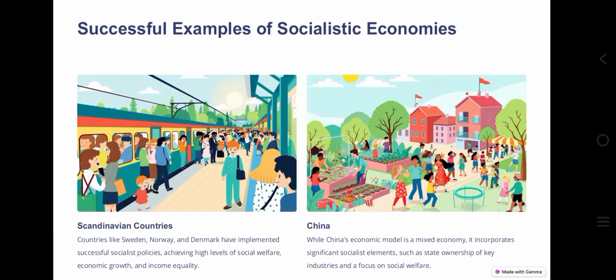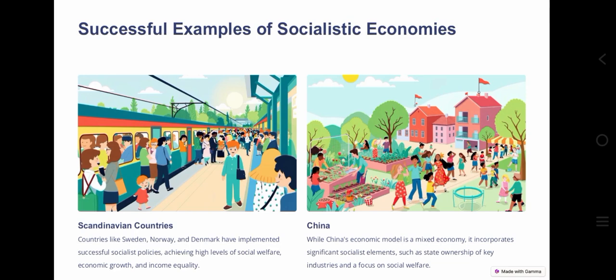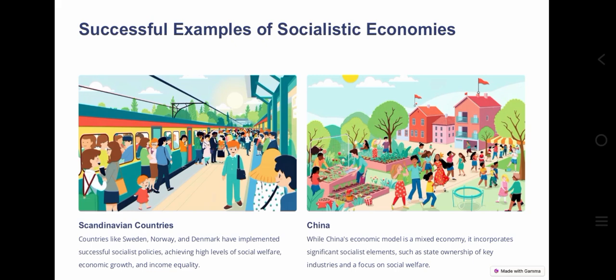Then see, there are some successful examples of socialistic economies. Countries like Sweden, Norway, and Denmark have implemented successful socialistic policies, achieving high levels of social welfare, economic growth, and income equality. Next country is China. While China's economic model is a mixed economy, it incorporates significant socialistic elements such as state ownership of key industries and a focus on social welfare.